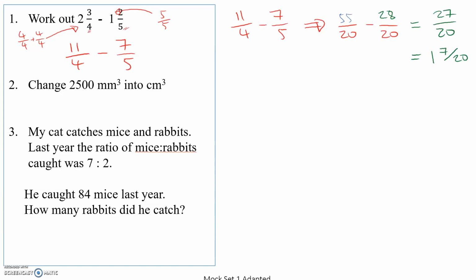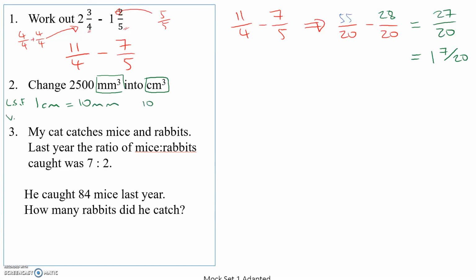Okay, number 2, change 2,500 cubic millimeters into cubic centimeters. So we might be thinking that, well, 1 centimeter is equal to 10 millimeters. And that's true. So we might be thinking that our conversion factor is 10. Maybe we just multiply or divide by 10. But we don't have centimeters, we have cubic centimeters. And we don't have millimeters, we have cubic millimeters. So this is really the linear scale factor. The linear scale factor is 10.